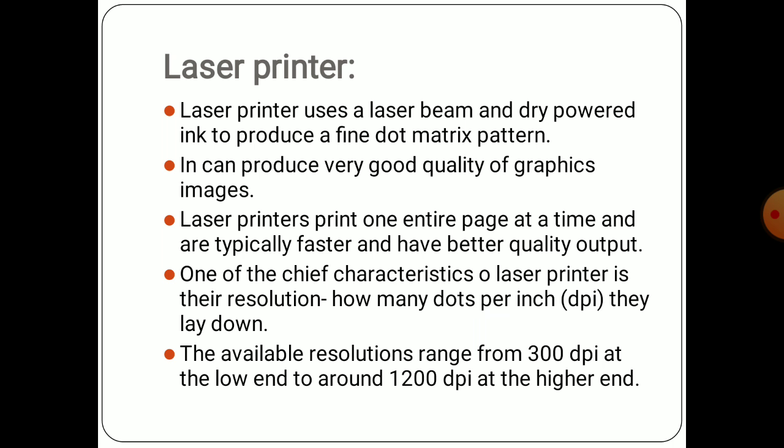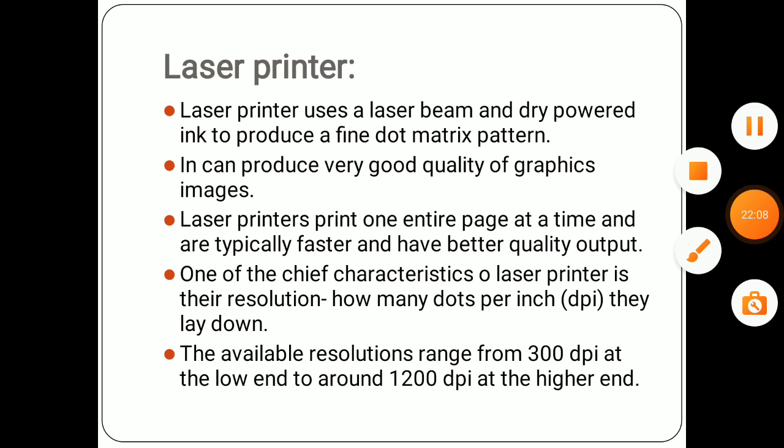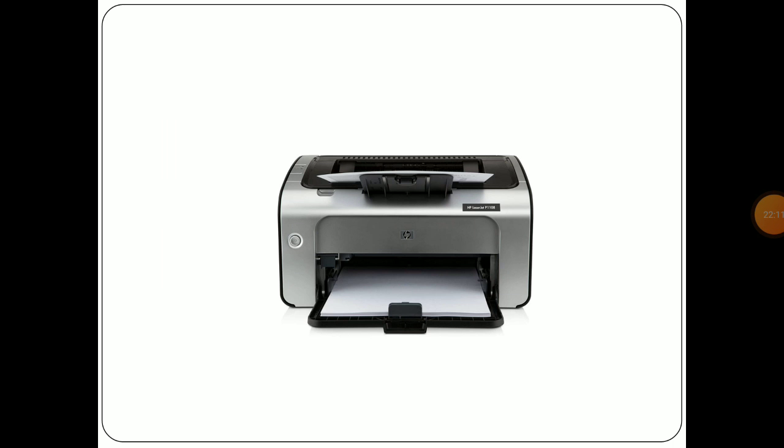The available resolution of your laser printer starts from 300 DPI, dots per inch. They can go up to around 1200 dots per inch. The higher you want, the more you can increase the dots per inch. This is the laser printer. Mostly everyone uses these laser printers. A little bit costly, but most prefer using these laser printers. Right?